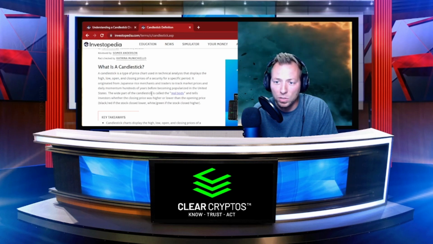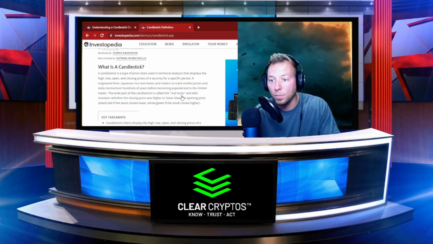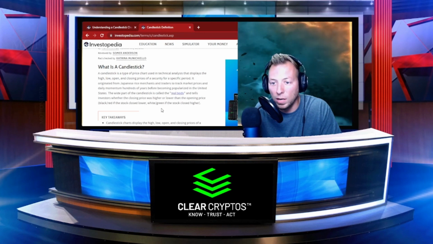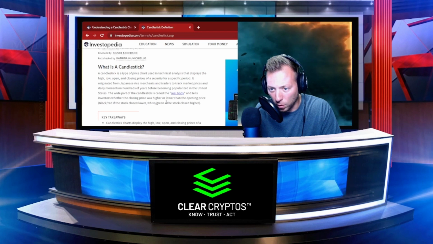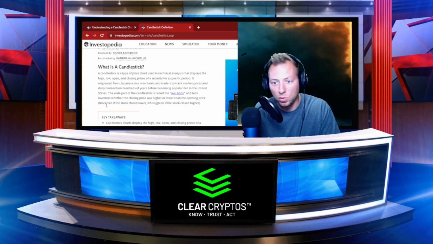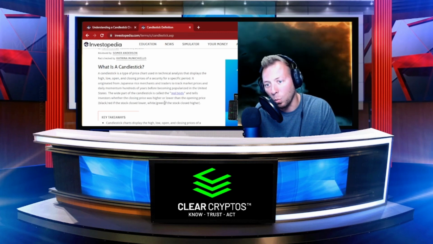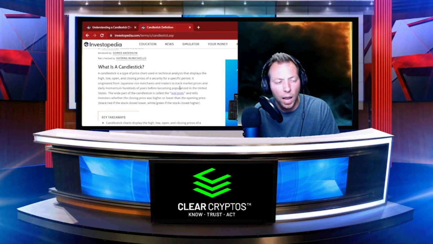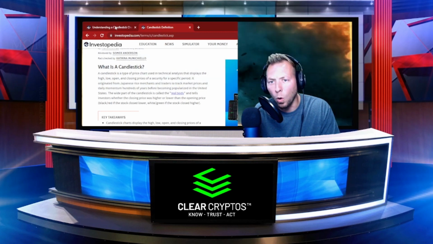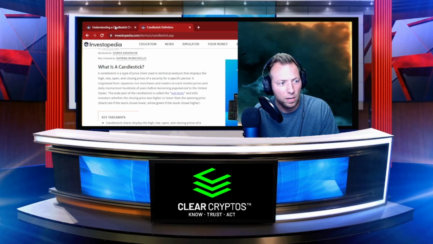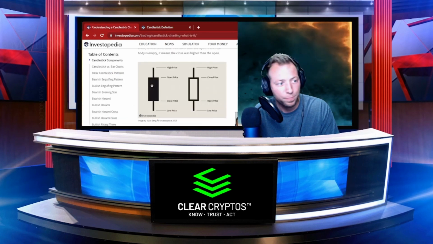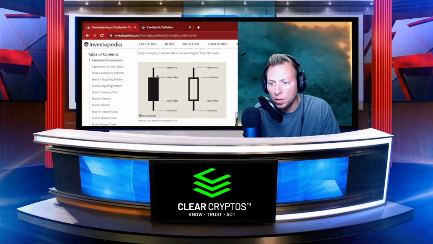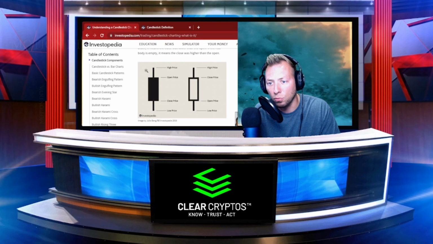The wide part of the candlestick is called the real body and tells investors whether the closing price was higher or lower than the opening price: black or red if the stock closed lower, and white or green if the stock closed higher. I want to show you what the parts of a candlestick look like. The candlestick on the left shows a price drop, and the one on the right shows a price increase.